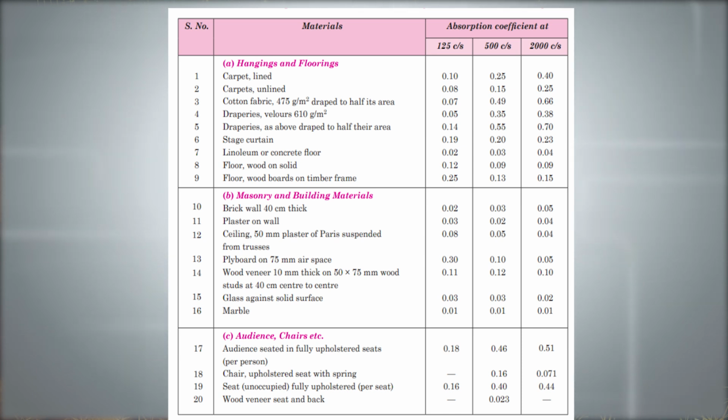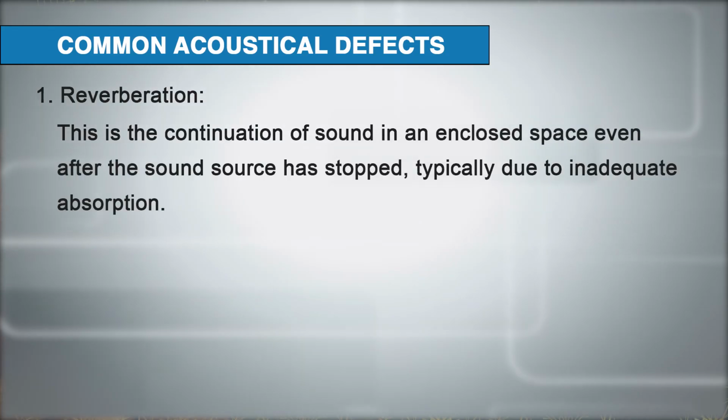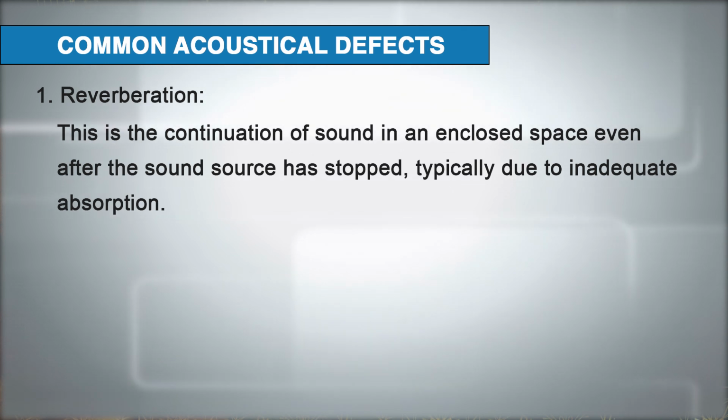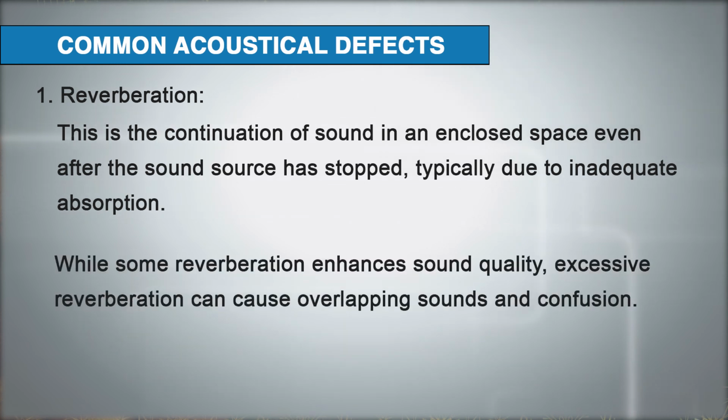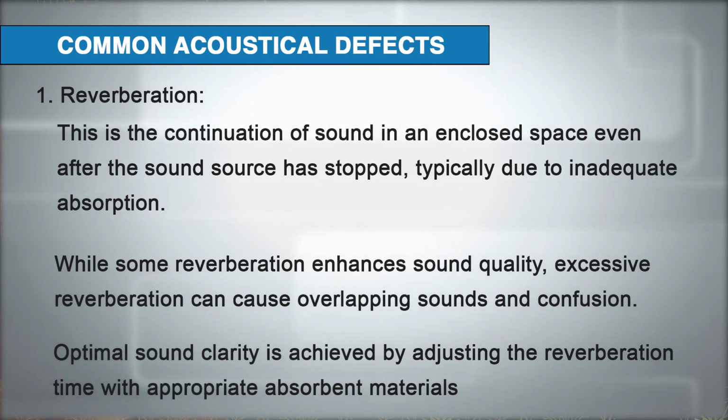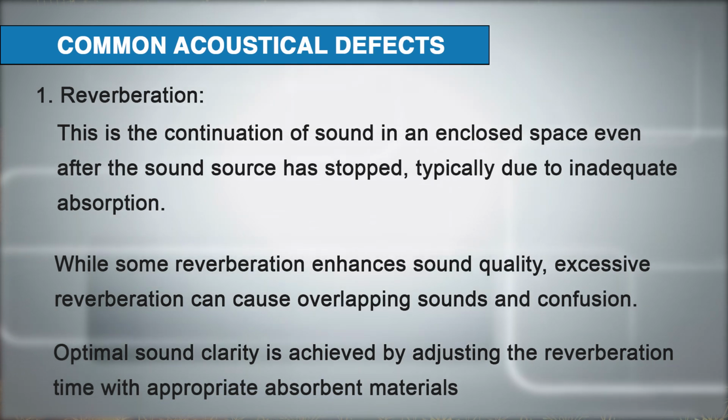Achieving perfect acoustical condition in large spaces such as rooms, halls or auditoriums requires clear sound throughout the occupied area without echoes, near echoes or distortion, and with the correct reverberation time. Here are some common acoustical defects often encountered along with recommendations for addressing them. First is reverberation. This is the continuation of sound in an enclosed space even after the sound source has stopped, typically due to inadequate absorption. While some reverberation enhances sound quality, excess reverberation can cause overlapping sound and confusion. Optimal sound clarity is achieved by adjusting the reverberation time with appropriate absorbent materials.